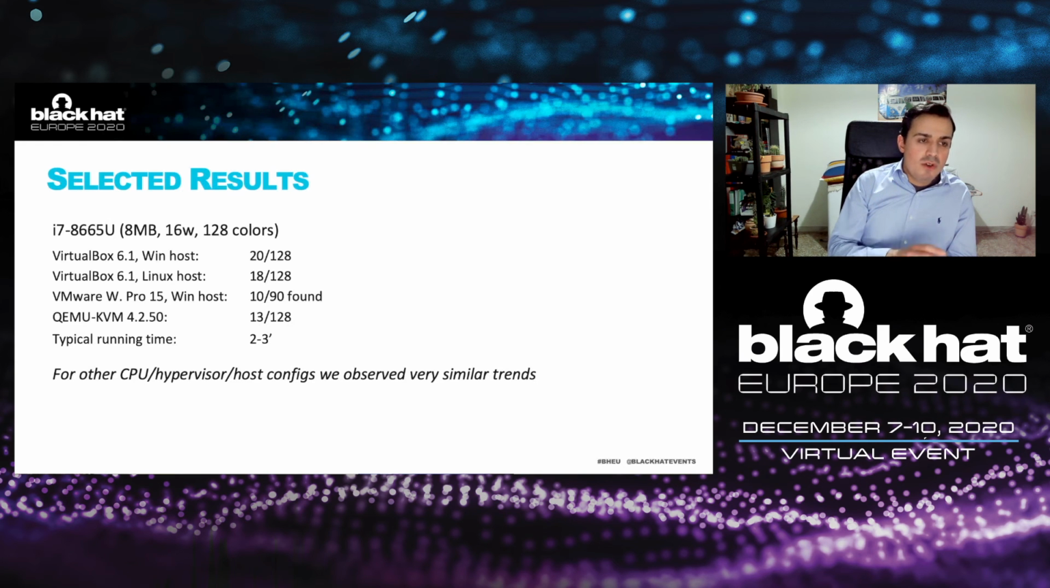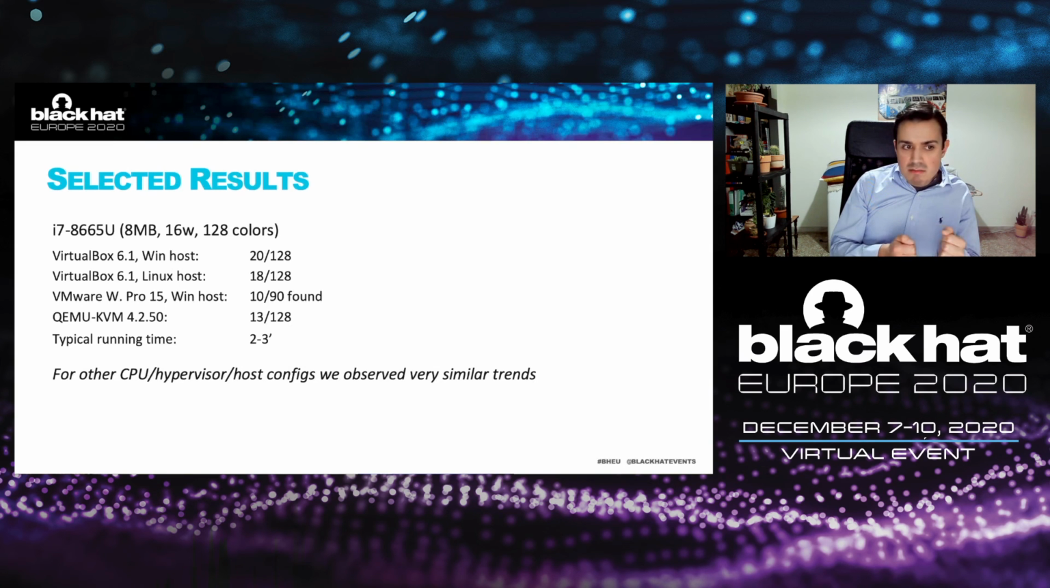So on this machine, we were able to try most different combinations. And we saw that this is the Whiskey Lake one. So we saw that, for instance, a VirtualBox on Windows during a CPUID was polluting about 20 out of the 128 eviction sets that we built. On Linux it was just a bit less.